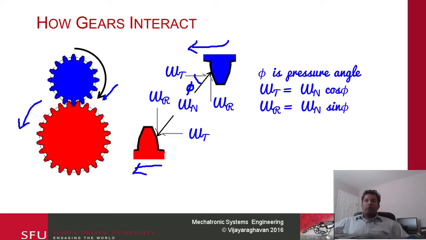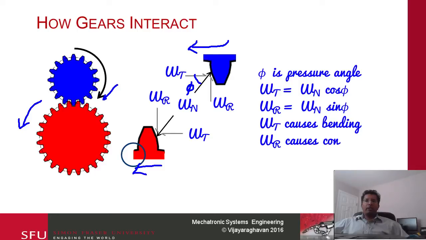And then we can think about what these forces are actually going to do. So Wt actually acts in this direction, so it's going to cause a bending in both of these gears. So we can say Wt causes bending. And then Wr is the radial force. Wt is going to cause a bending over here, and then Wr is going to cause compressive force on the two gears.